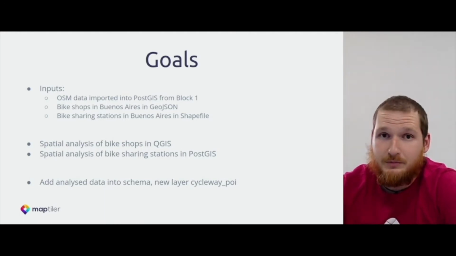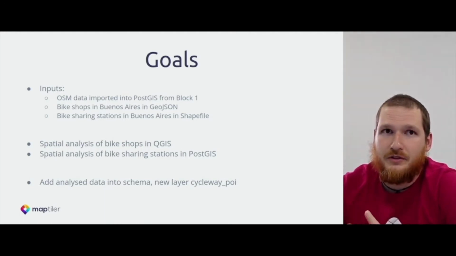In the first block, we learned how to import OpenStreetMap data into PostGIS using the OpenMapTiles project. So after block 1, you should have an imported database. In this database, you should have added a new layer, cycleway.